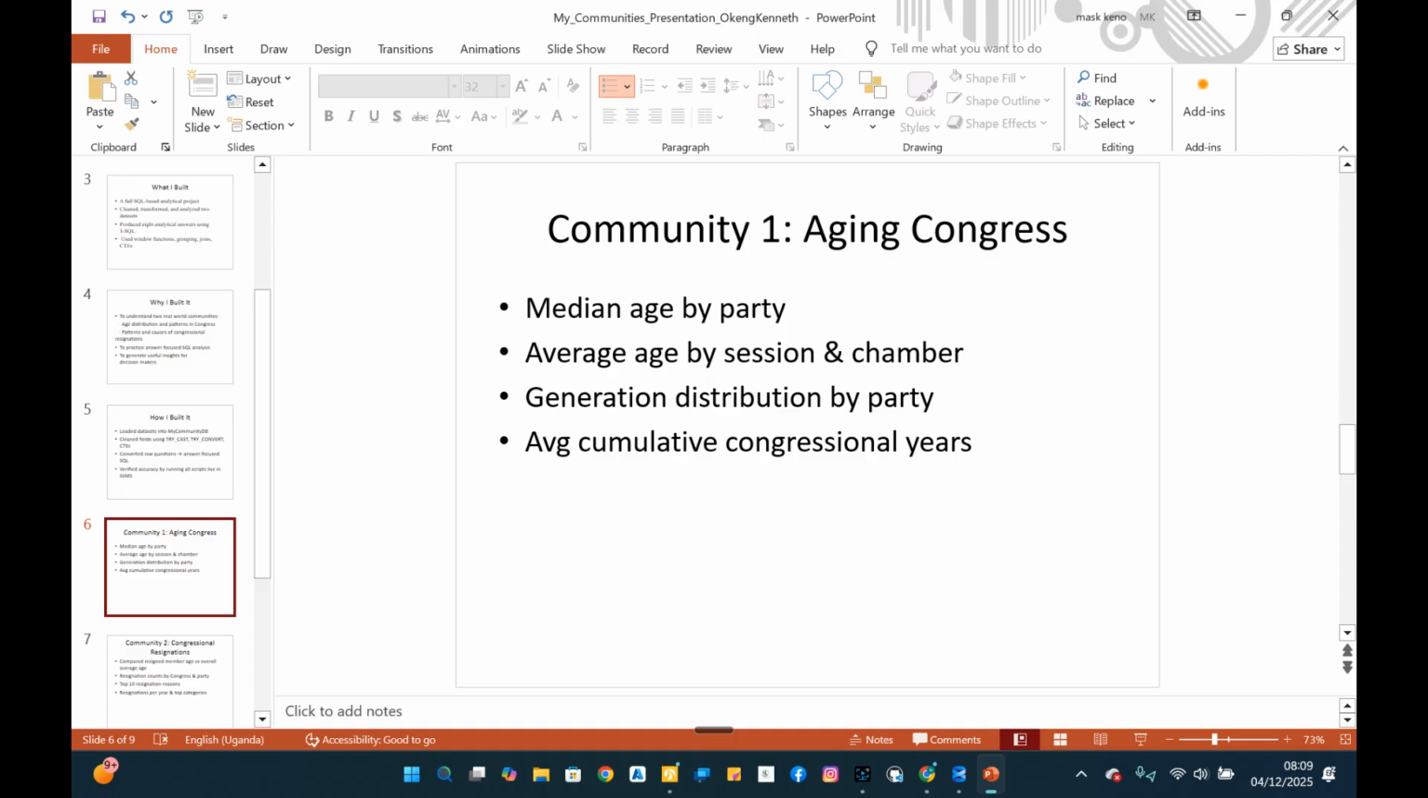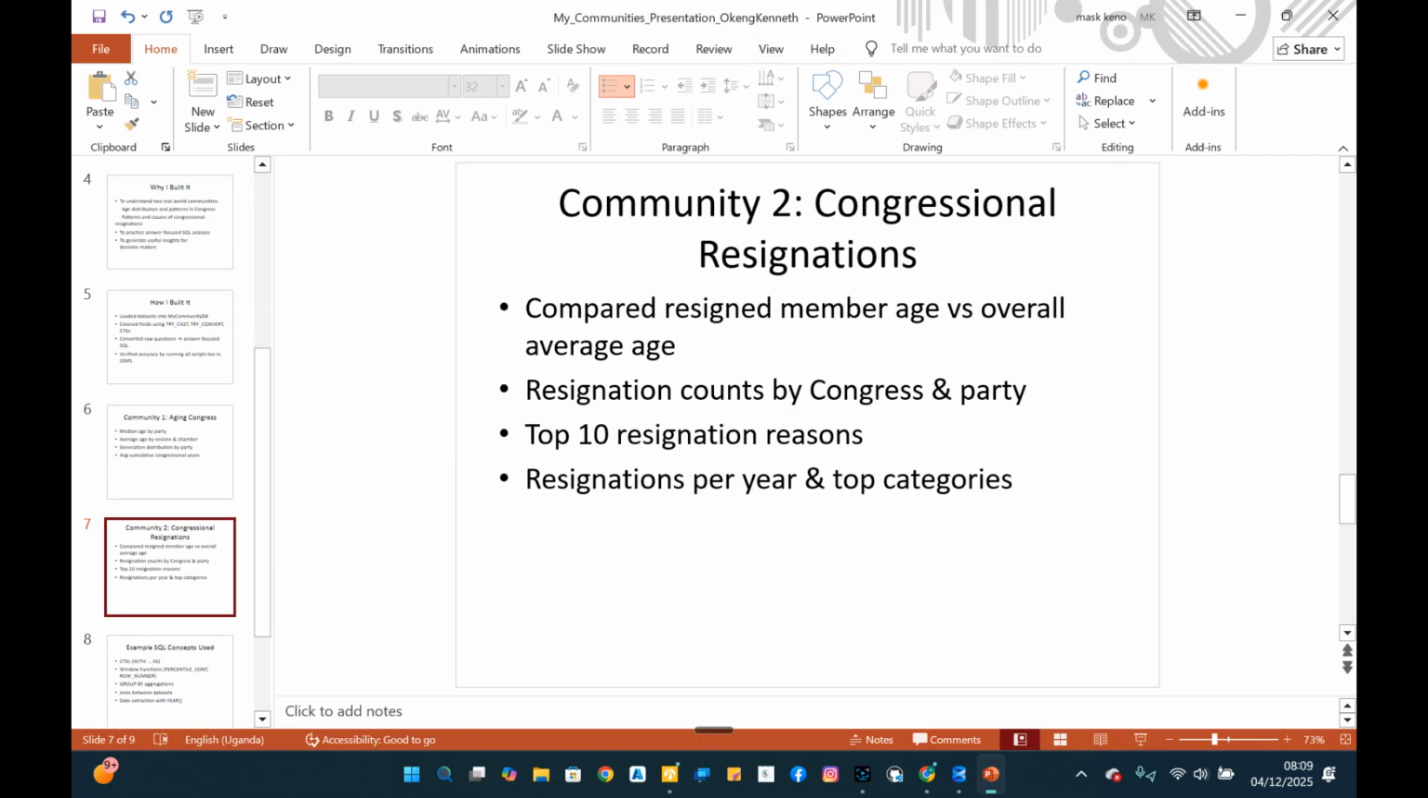So my community 1 is the Aging Congress. The first question focuses on the median age by party. The second is average age by session and chamber, then generation distribution by party, then average cumulative congressional years. The second community is congressional resignation. Here I compared resigned members' age versus overall age, and then resignation count by Congress and party, top 10 resignation reasons, resignations per year, and top categories.